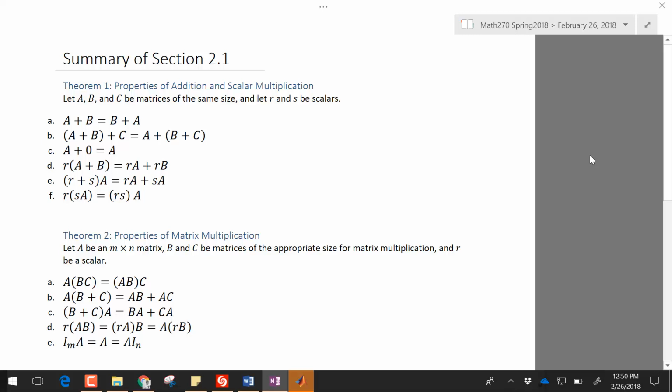So here are some basic properties for addition and scalar multiplication combined. We have addition is commutative, and associative. So those are basic properties of real numbers that we've known back when we were in second grade.